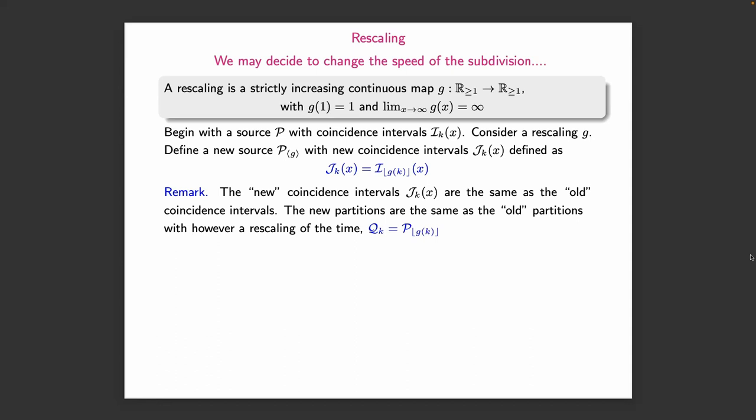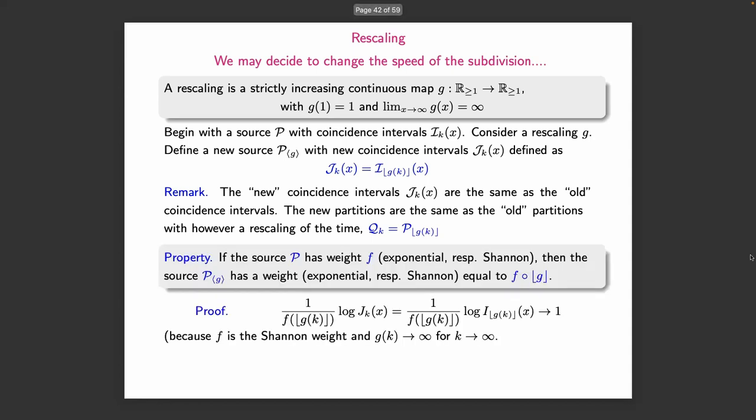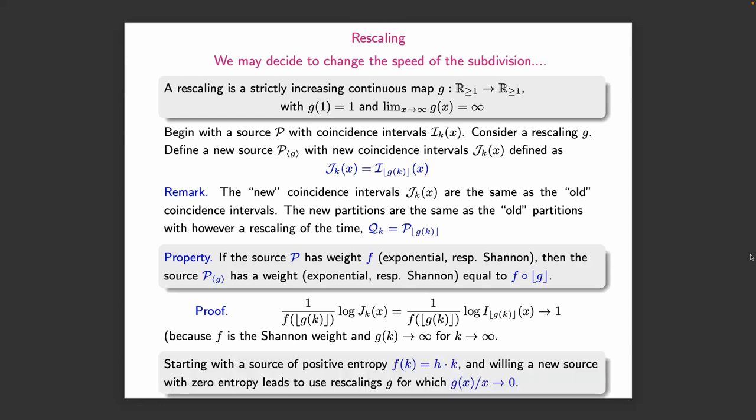I do not change the fundamental interval, just the depth at which I use it. And of course, the property here is very easy. It's just the definition of the weight. If the source P has a weight F, exponential or otherwise, then the new source P sub G has a weight equal to F composed with the integer part of G. Just a line of proof. And now if I start with a source of positive entropy, a good source, and if I wish a new source with zero entropy, I am led to use a rescaling G for which G of x over x tends to zero when x tends to infinity.